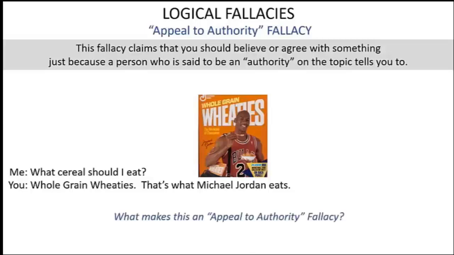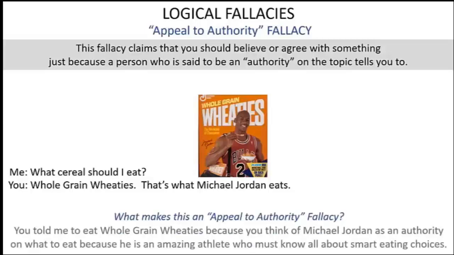What makes this an appeal to authority fallacy? It's because you told me to eat whole grain Wheaties because you think of Michael Jordan as an authority on what to eat, because he's an amazing athlete who must know all about smart eating choices.